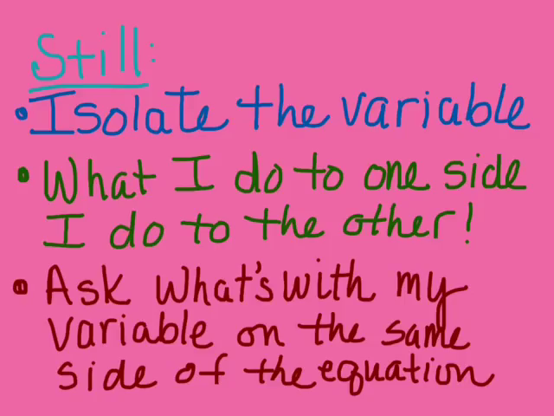So with these, you're still going to make your goal to isolate the variable. Still, what you do to one side, you will do to the other. And you're still going to ask what's with my variable on the same side of the equation, because you're going to need to undo that using an inverse operation in order to isolate the variable.